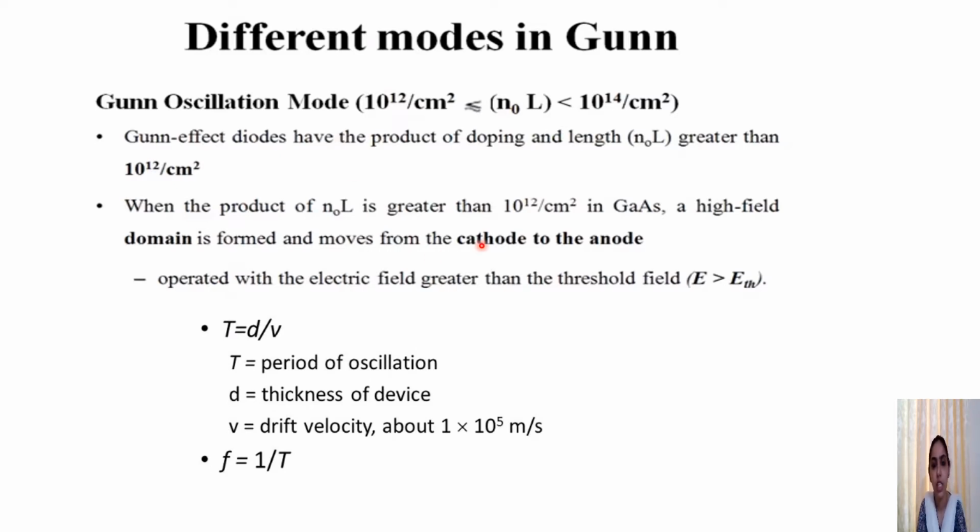In the Gunn device, if the N0L product is greater than 10 raised to 12, we have this particular mode which is commonly called the Gunn mode. And when the electric field is greater than the threshold electric field only, we get such a type of mode. And remember, in this stage the Gunn is going to work as an oscillator, and the period of oscillation, that is the time period t, how can you write it? We can write it as d by v, that is the thickness of the device divided by the drift velocity, and the frequency of oscillation will be the reciprocal of the period of the oscillation.